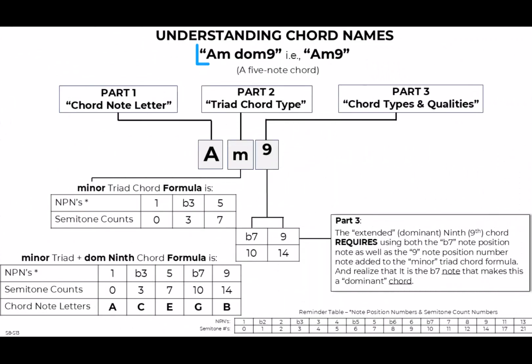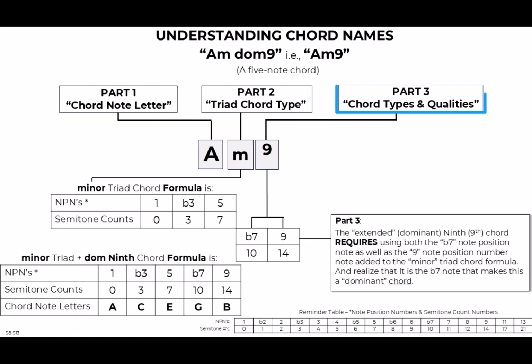This is an A minor dominant ninth, or shortened to an A minor 9, as you see in the slide. Notice this is an extended 5-note chord from our group 3 of chords. Looking at part 1, we see an A chord letter name, which is also obviously the starting note. Nothing new or different here. In part 2, the lowercase m identifies it to be a minor triad chord type. Nothing new or different here either.